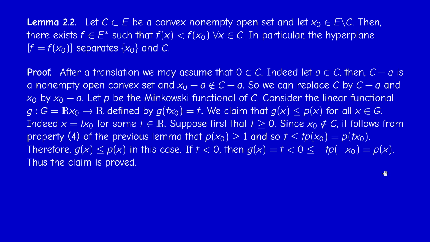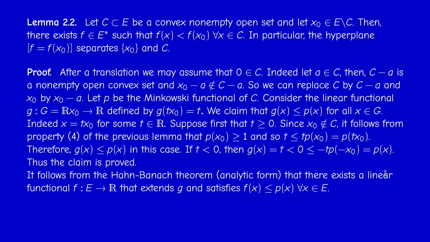And now you guessed where I'm going. We are going to use the analytic form of the Hahn-Banach theorem. We now have all the conditions. We have a linear map defined on a subspace satisfying this inequality, where p is a sublinear functional. Therefore, we can extend g to the whole space, to a map that I call f that still satisfies the same inequality, but for every x in the whole space E.